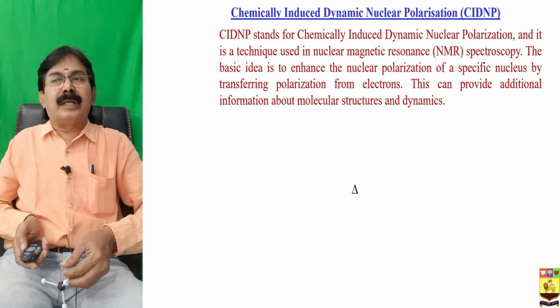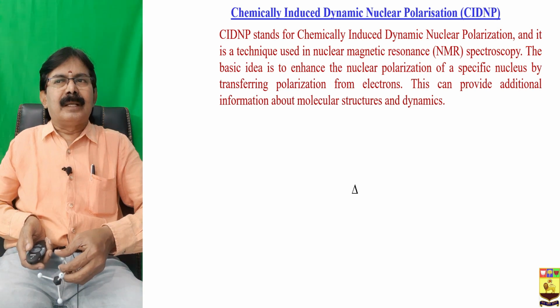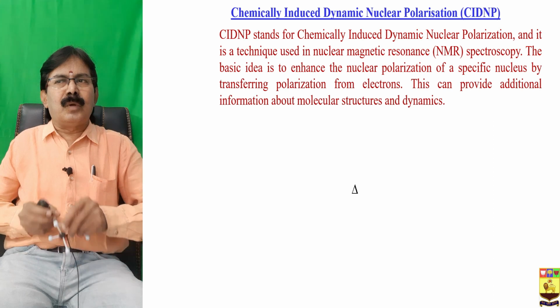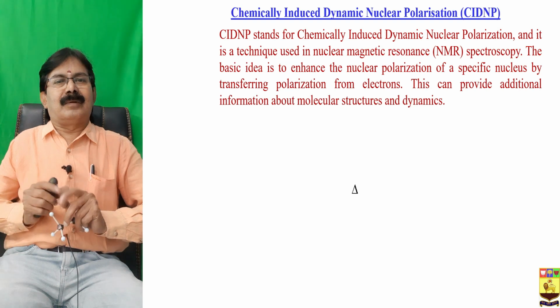So let us go into the first one, chemically induced dynamic nuclear polarization. This is nothing but CIDNP, as I already told. It is a technique used in nuclear magnetic resonance spectroscopy. The basic idea is to enhance the nuclear polarization of a specific nucleus by transferring polarization from electrons.